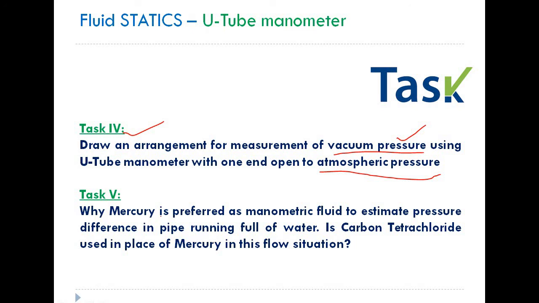So P equals rho g h. As the density increases, for the same pressure estimation, the value of h decreases. That means if you are using heavier liquids, you need only a shorter U-tube as the manometer tubing. Mercury is 13.6 times denser. That is why, for space consideration, we use mercury as the manometric fluid. Can we use carbon tetrachloride? In some cases you can use carbon tetrachloride also.